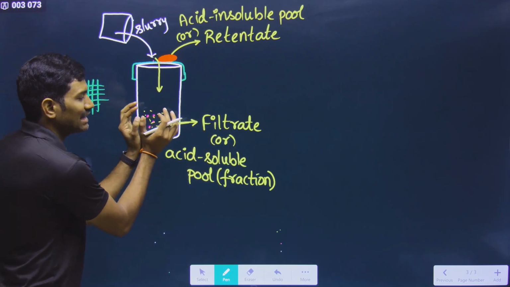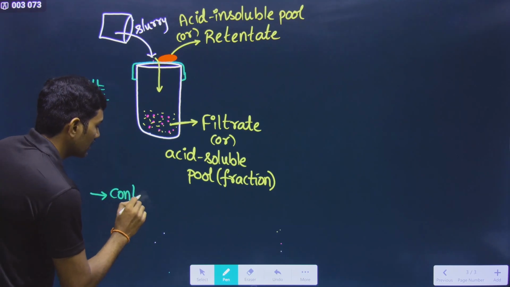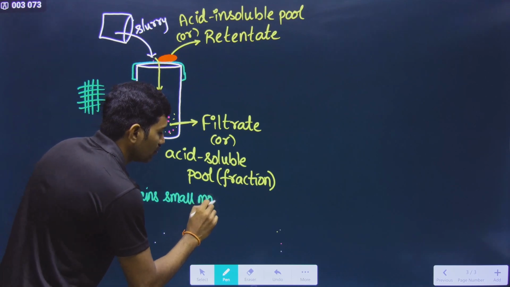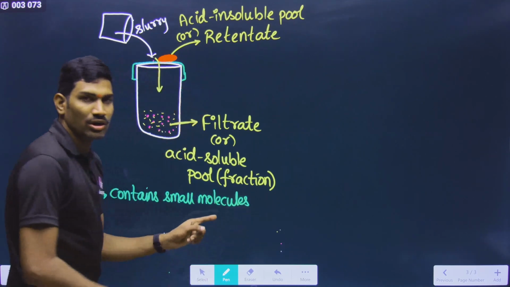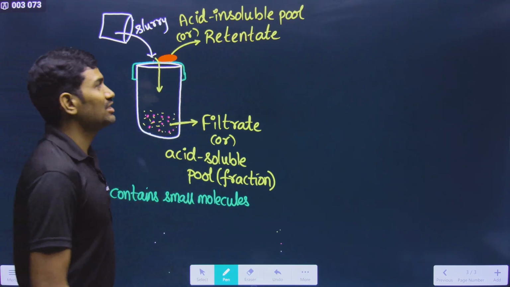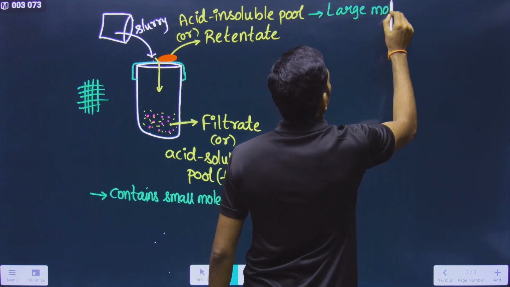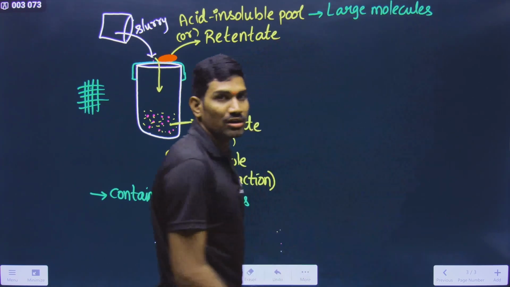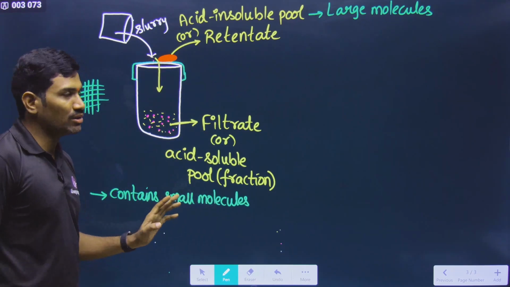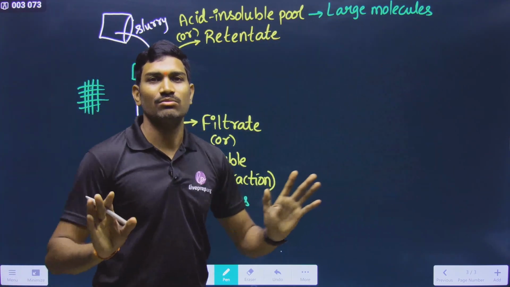That means this filtrate or acid soluble pool contains small molecules. That's why they are passing through the cloth and coming into this. What about the acid insoluble pool? It will contain large molecules. That's why they are not passing through the cheesecloth. Simple logic. They are coming into this beaker because they are small molecules. They are present above the cheesecloth because they are large molecules.